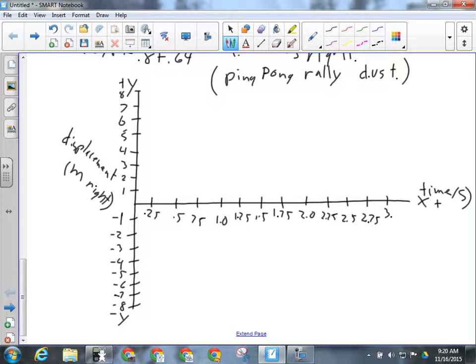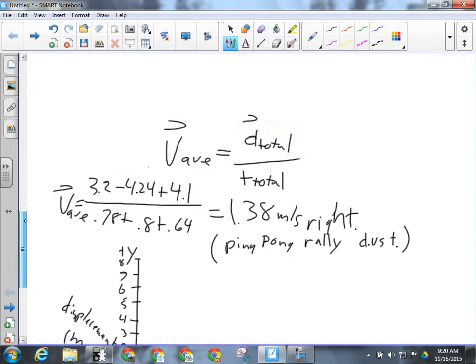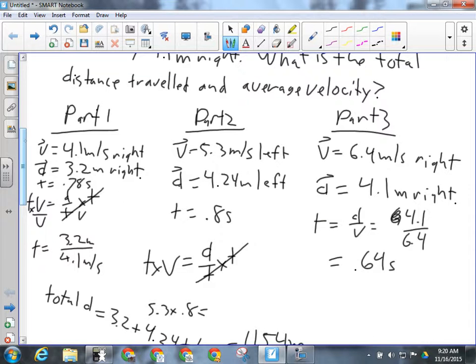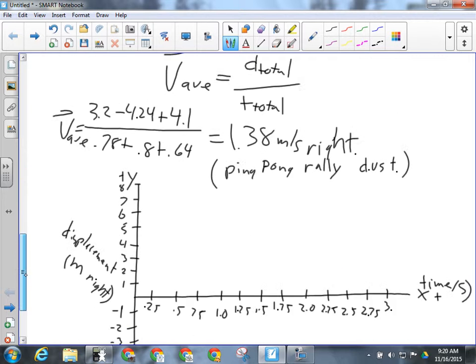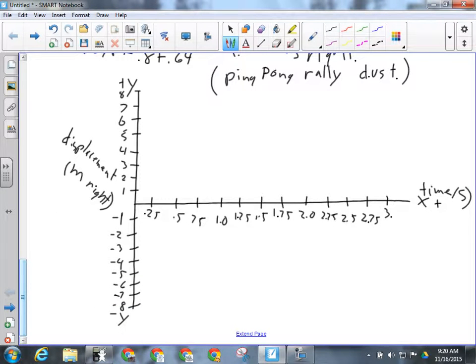Okay, so now I'm looking at this. I got to go back to my numbers. In the first part of the question, we went 3.2 meters to the right and did that in 0.78 seconds. So I've got to plot a point at 3.2 and 0.78. So I'm going to go across. 0.78 is going to be about here. Okay, and 3.2 is going to be about there. Here's a prime example of why we're always going to make our graphs on the computer. That has got a lot of error in where I put it. It's close, but it's probably not exactly 3.2 and 0.78. All right, so that's my first point.